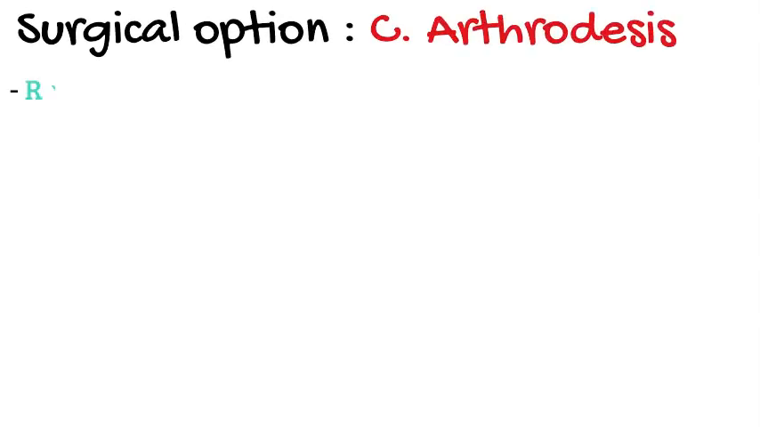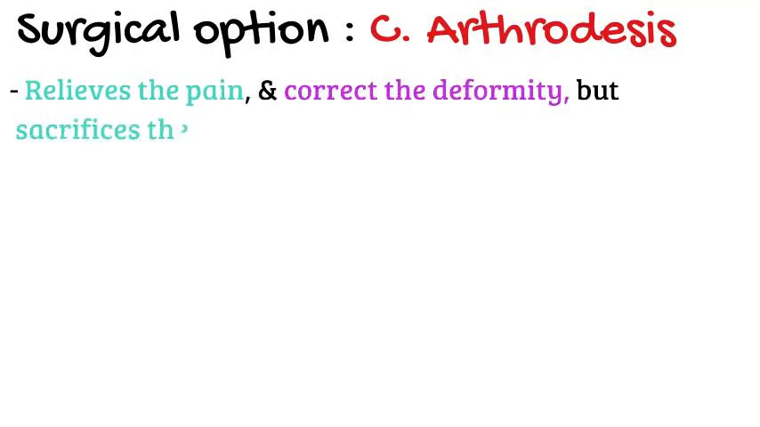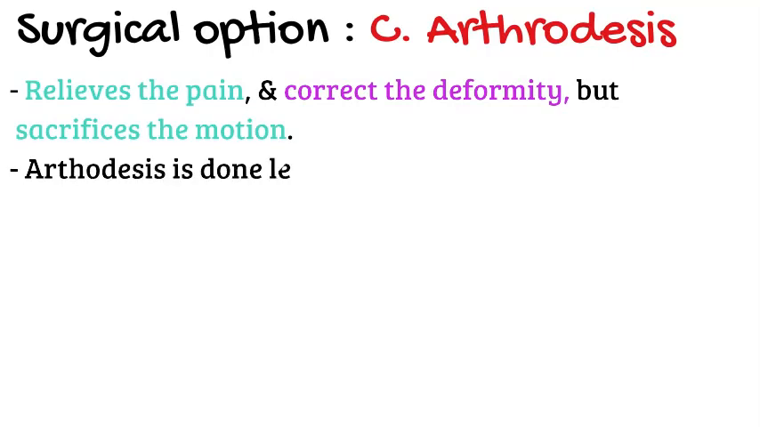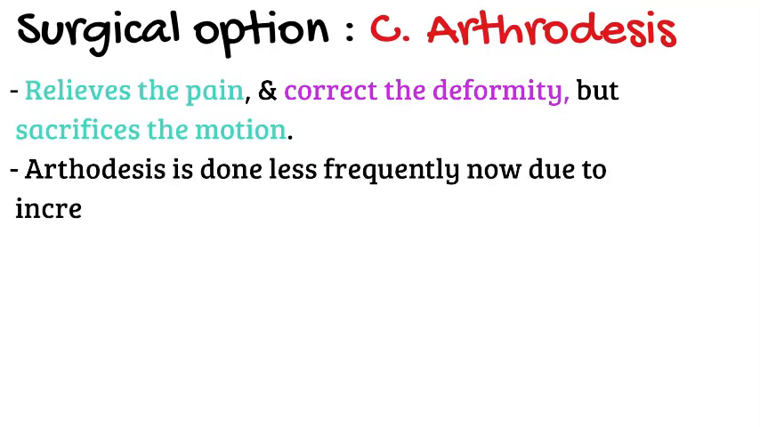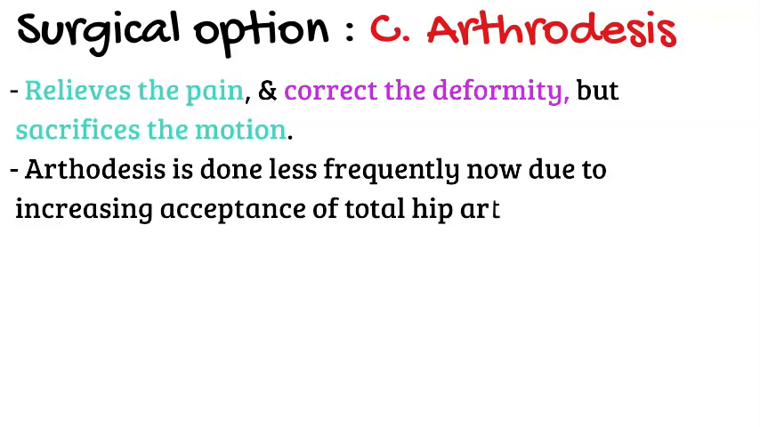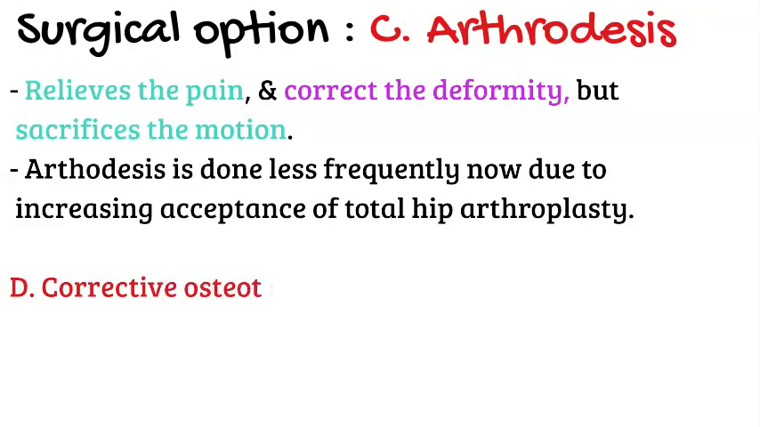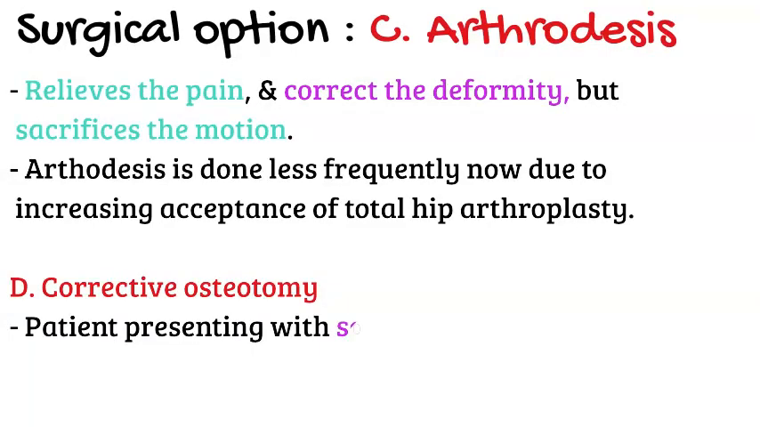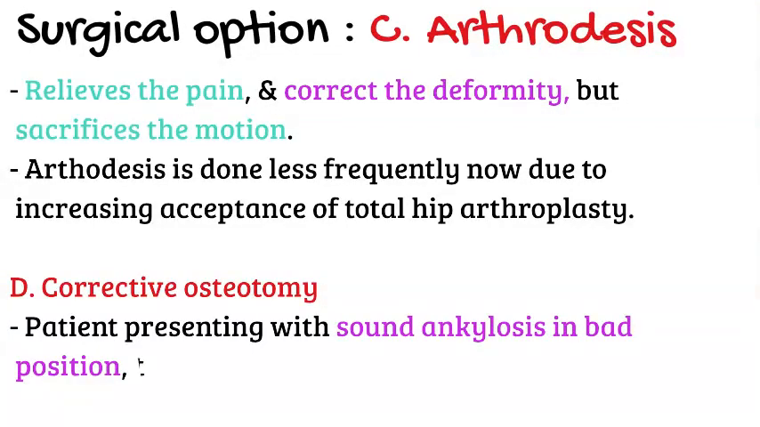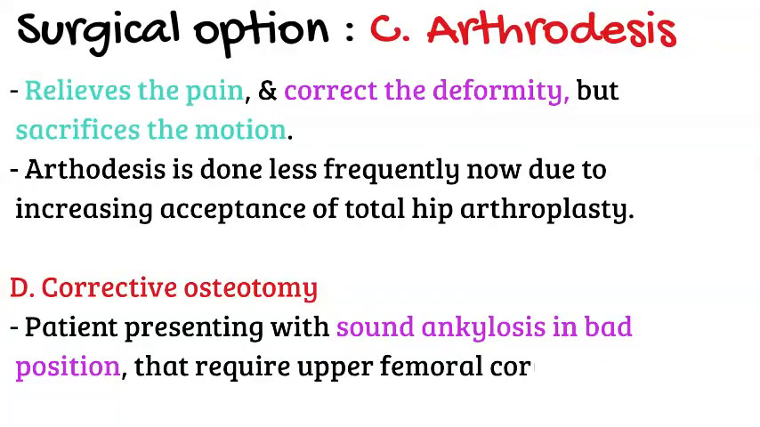Another surgical option, C. Arthrodesis, means fusion of the joint. This procedure helps to relieve the pain and correct the deformity, but unfortunately sacrifices the motion. Arthrodesis is done less frequently now due to increasing acceptance of total hip arthroplasty. D. Corrective osteotomy. Patients presenting with a sound ankylosis in a bad position require an upper femoral corrective osteotomy.